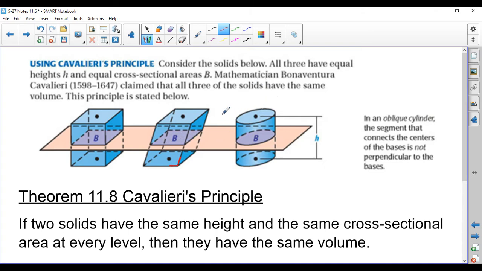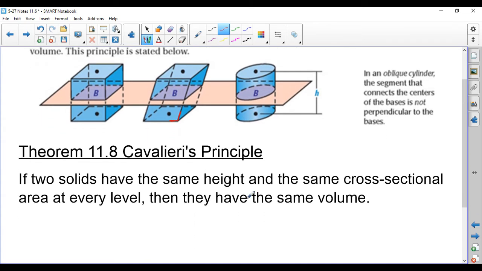So we have the mathematician Bonaventura Cavalieri, who claimed that all three of these solids would have the same volume because they have the same base area and the same height. And so his principle says if two solids have the same height and the same cross-sectional area at every level, then they have the same volume. So the base area could be measured at the bottom, but it also is a cross-section where you cut a plane parallel to the bases. Any cross-section would be equal in these as well.